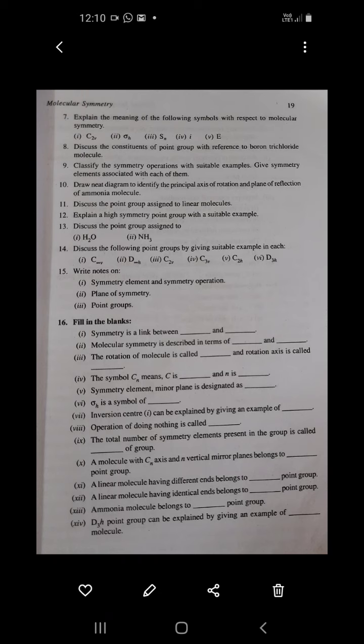But remember, if the question is asked for 5 marks, then you have to make the answer accordingly, because for 5 marks you at least require to write an answer of 1 page. Okay.